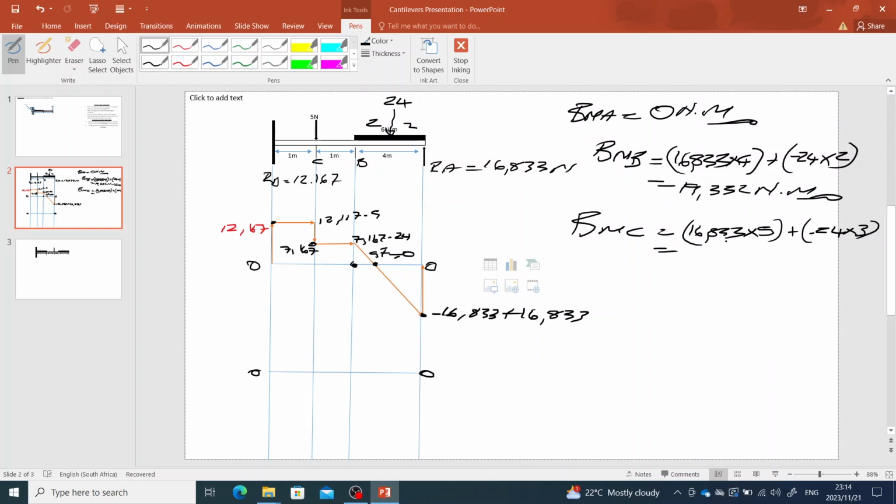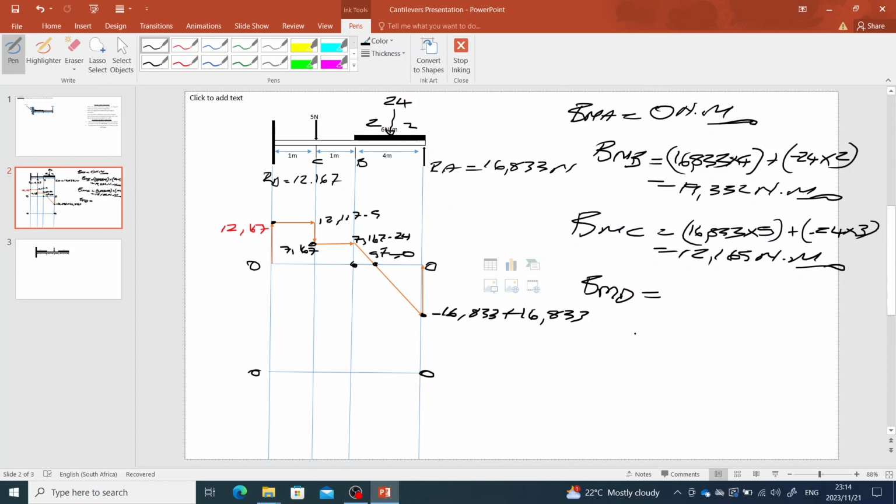Then I get my bending moment at C. It is 16,833 multiplied by 5 plus negative 24 multiplied by 3. Then I get my answer at C as 12,165 Newton meter. Then bending moment at D, that's our fixed point.